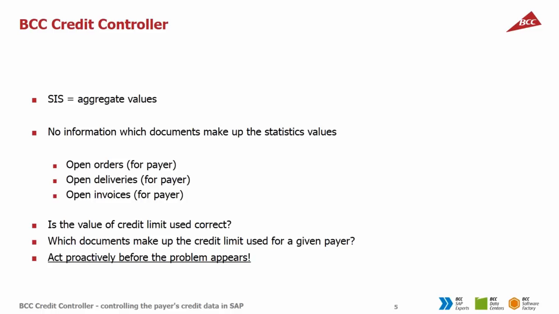If we have doubts about the value of credit limit used, we don't have the functionality that would allow detection of such inconsistencies. If we wanted to do this, we would have to separately analyze the orders, separately deliveries, and separately invoices in regards to payer, which is not that easy in the system. It really takes a couple of hours.